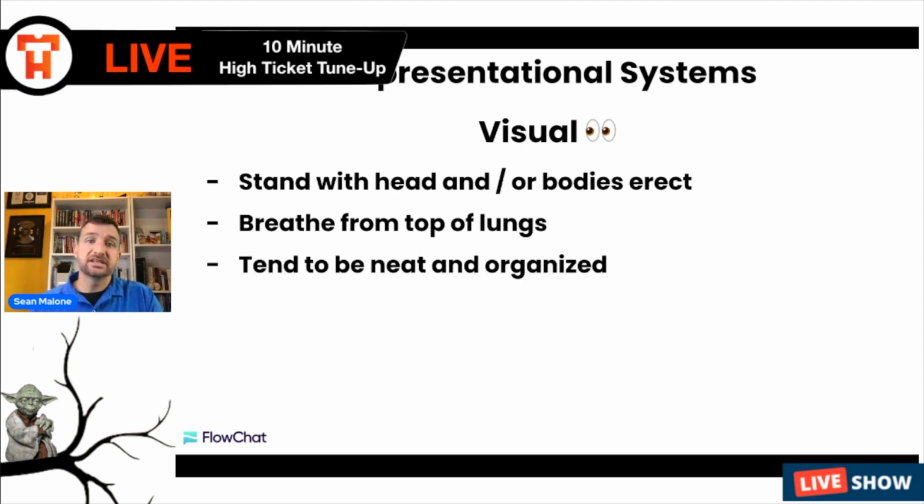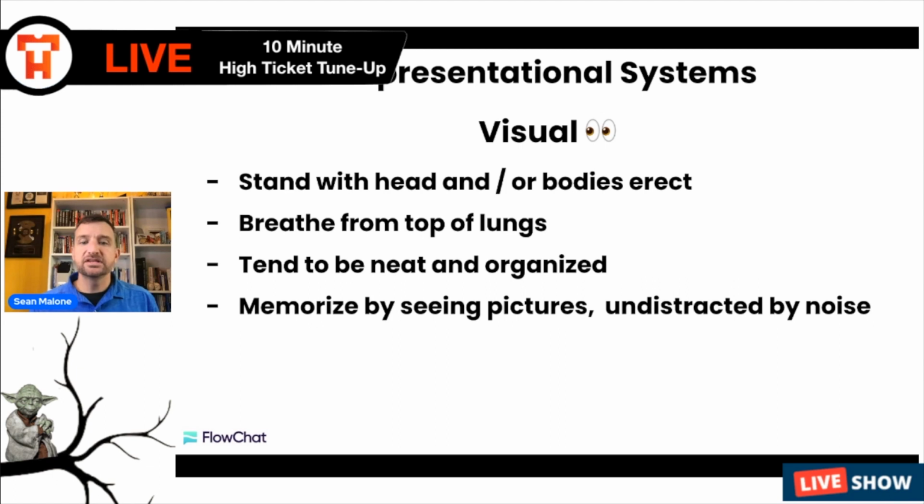So if you have a chance to look behind them, look at their desk as you're talking on Zoom, always look for how neatly organized they are. Now, audio people and kinesthetic people don't really care about being neat. It's interesting. Okay. They memorize by seeing pictures.